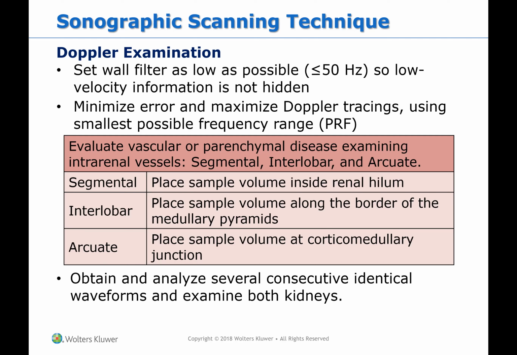And you're going to evaluate the vascular and parenchymal disease, examining intrarenal vessels, and they're going to be the segmental artery, which is in the hilum. And then the interlobar, that's going to be at the border of the medullary pyramids. And then the arcuate is going to be your last one, and that's going to be at your cortex medullary junction.